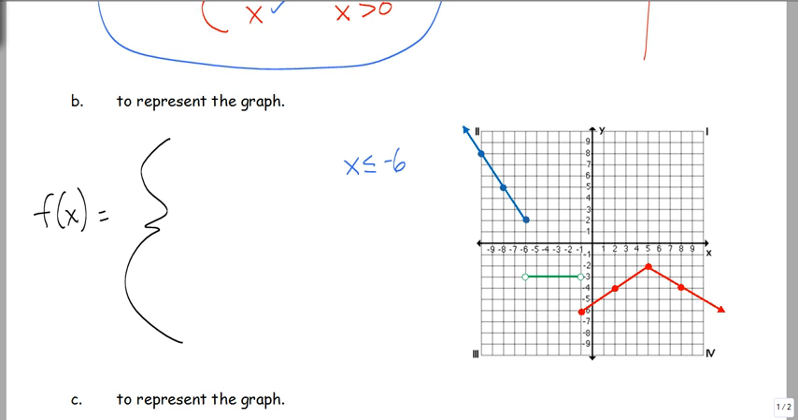My other domain for green is from negative 6 to negative 1. And finally, my third graph goes from negative 1 all the way forever. So x is bigger than or equal to negative 1, because it's a filled in dot. Perfect. So now we have that. Here's how I do this.